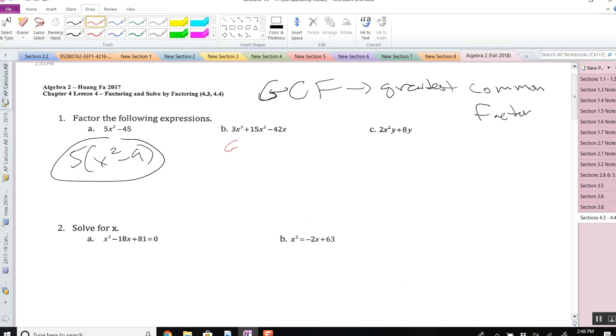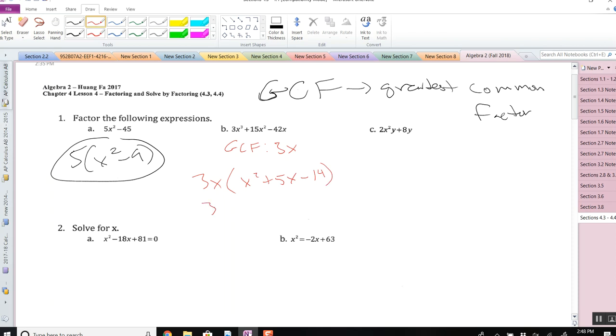So what's the GCF here? They all have a 3 as a common factor because they're all divisible by 3. 3, 15, 42 are all divisible by 3. And they all have an x in common. So we're going to pull out a 3x. So you get x squared plus 5x minus 14, I believe.